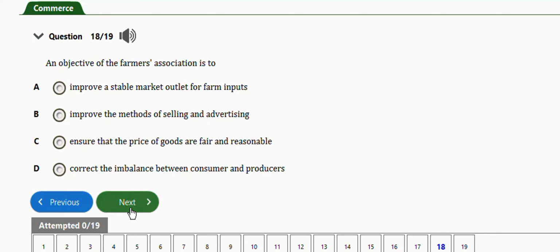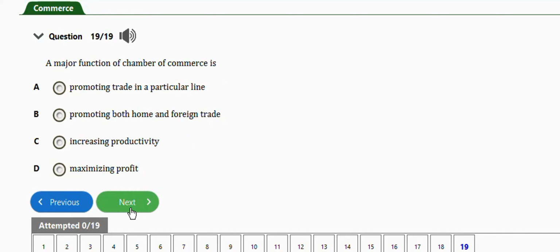Last question before we end this video, this one, it says the major function of Chamber of Commerce is to promote both home and foreign trade. Option B. So that is basically academic problems involving the Chamber of Commerce, advantages and disadvantages, a subtopic in trade association. We practiced about 18 to 20 questions.